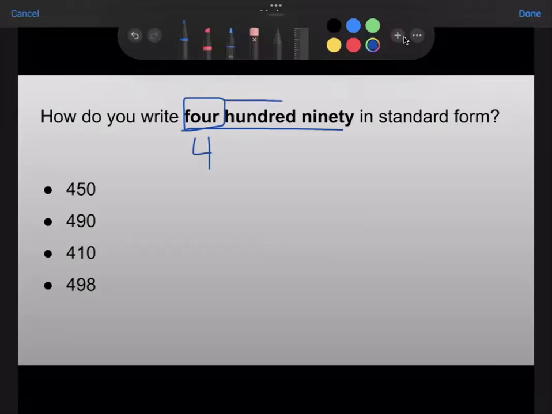And then this is 100, so we know the 4 is in the hundreds place. And this says 90, so 90 is represented like this. Now we want to look for the number that has 4 in the hundreds place and 90 right after it. So not this one, but this one, because that first one has 4 in the hundreds place but has 50 after it. The second one has 4 in the hundreds place and then 90 after it. And these other two are not the same. So that would be our answer to this one.